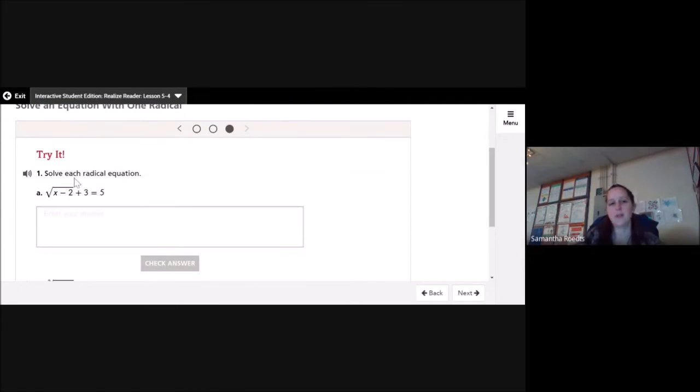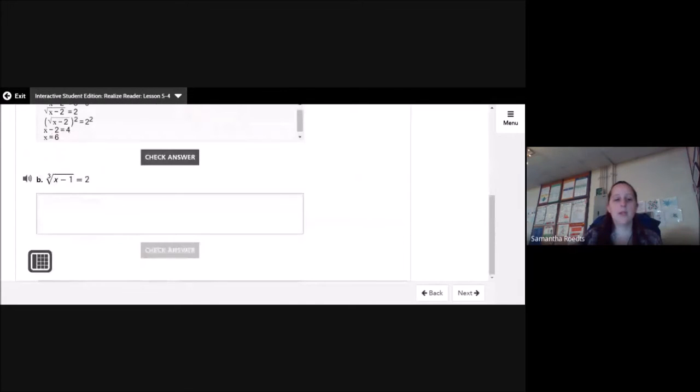All right, so let's try it. Solve each radical equation. Square root of x minus 2 plus 3 equals 5. I subtract 3 from both sides. That gives me 2. And then I square both sides. The square root of x minus 2, squared, equals 2 squared. X minus 2 equals 4. I add 2 to both sides, so x equals 6.